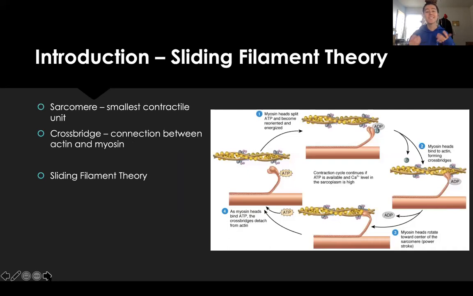Okay. So, sliding filament theory. We kind of went over this last week in EMG, but I'm just going to briefly go over it again. Sarcomere, remember, is the smallest contractile unit, so it is this right here. So the actin and myosin working together, the contractile unit. Cross bridge is the connection between actin and myosin. So it's this little area right here where they meet. And this is essentially just the sliding filament theory.